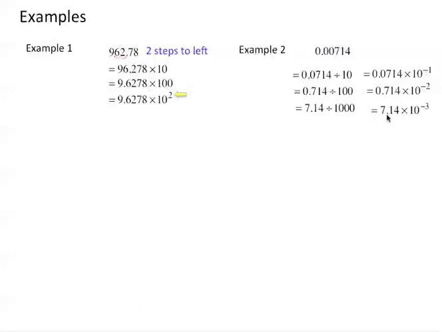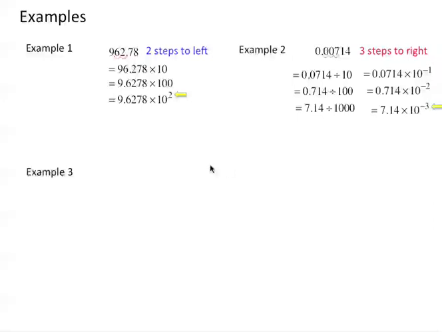We have the decimal point between the 7 and the 1, just where we want it. But notice we could have also just said, look, we're trying to move the decimal place 1, 2, 3 steps to the right. So 3 steps to the right, negative 3. Isn't that neat?